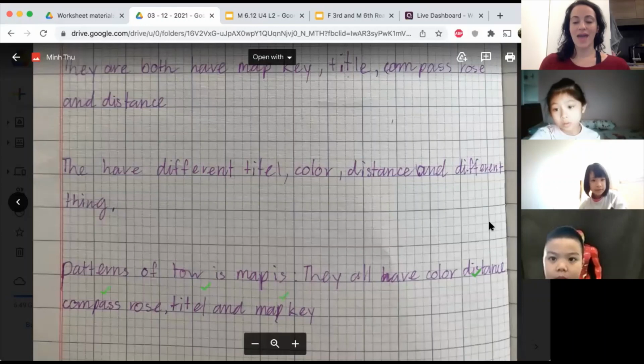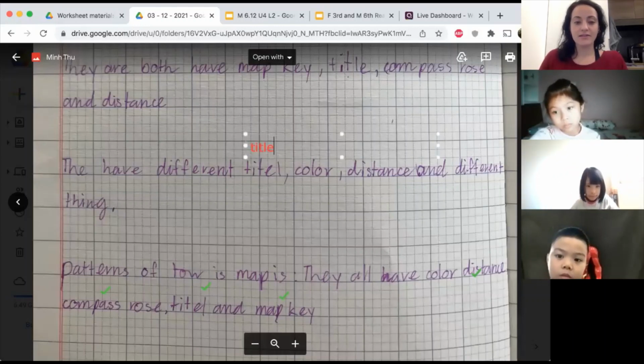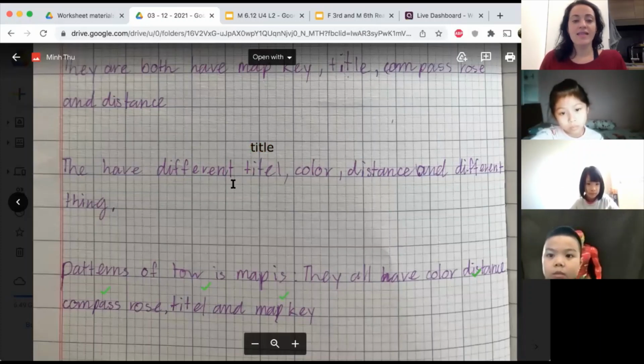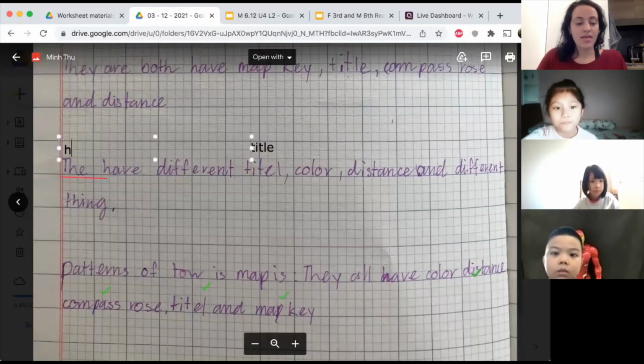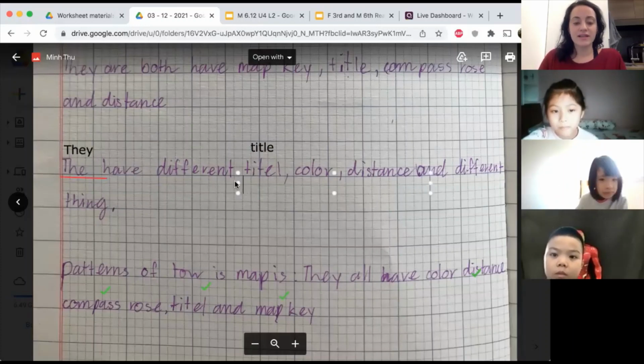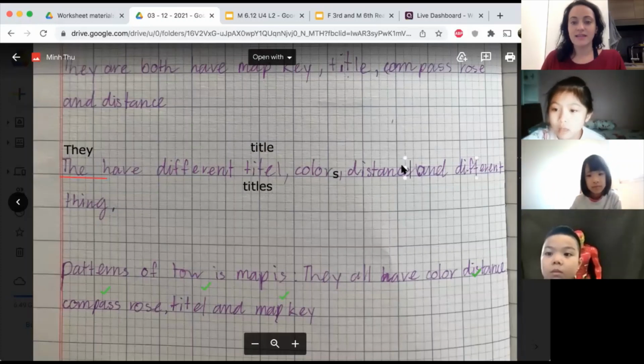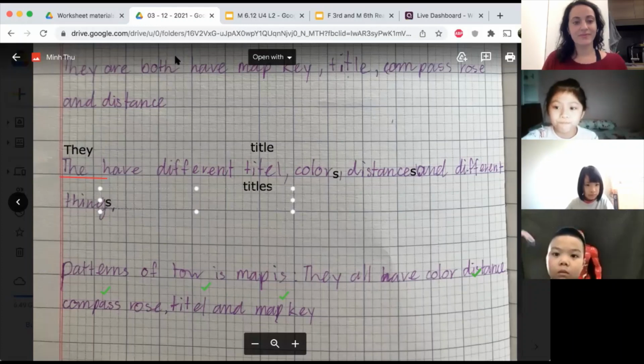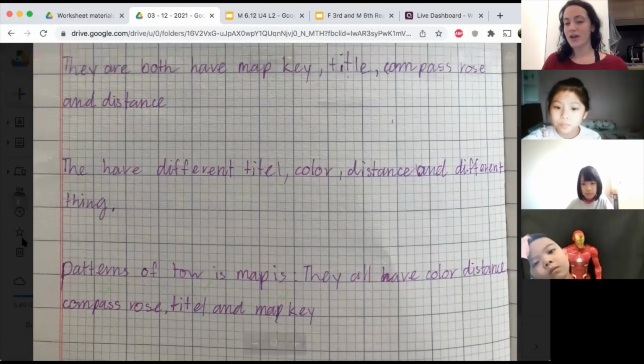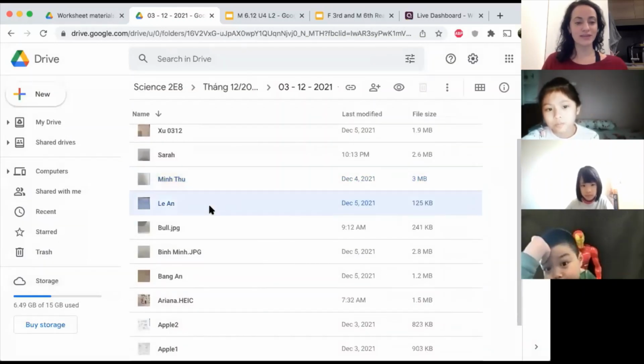Very nice. Okay, very good. Make sure you check your spelling next time. Title, T-I-T-L-E, and don't forget your S's, okay? They means more than one. They have different titles with an S, colors, distances, things. All right, very good reasons. Great job with the patterns. Very nice work with the patterns, Ming Tu. Lei Ann.